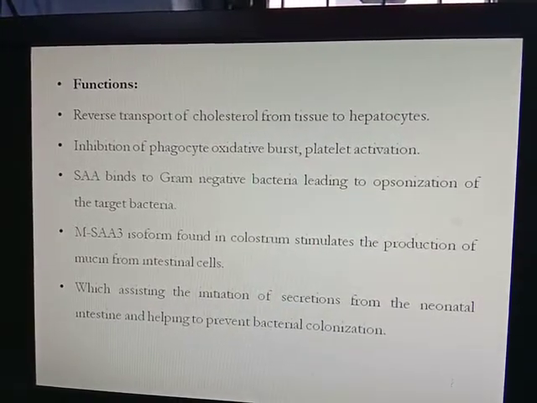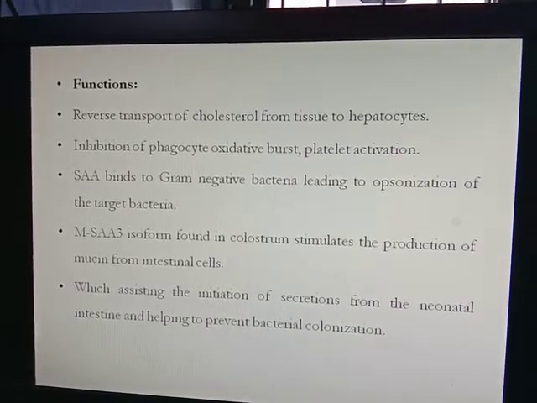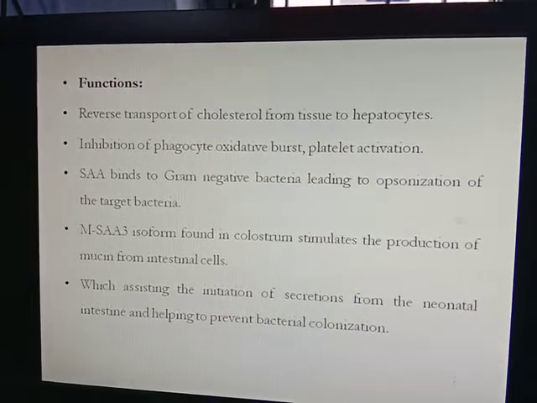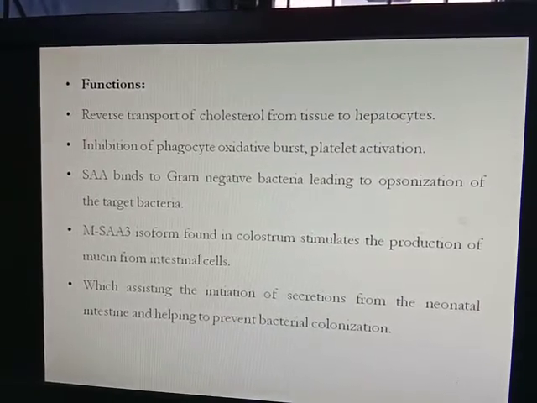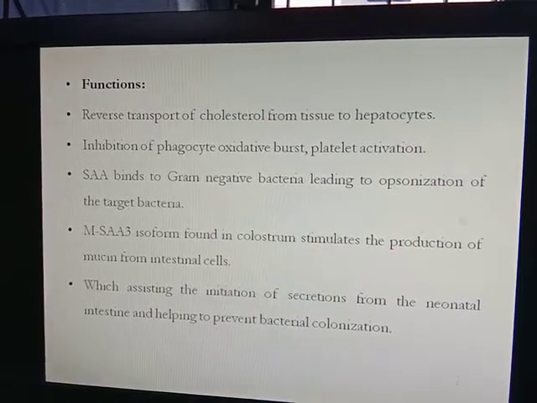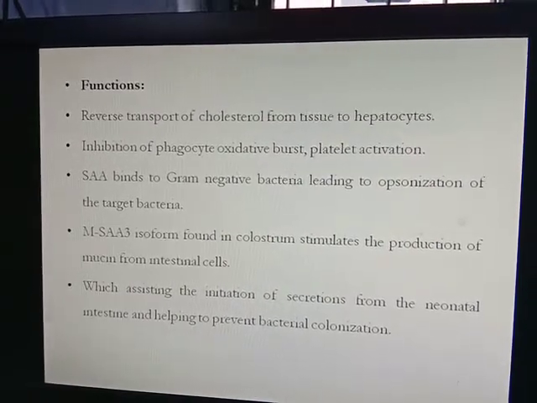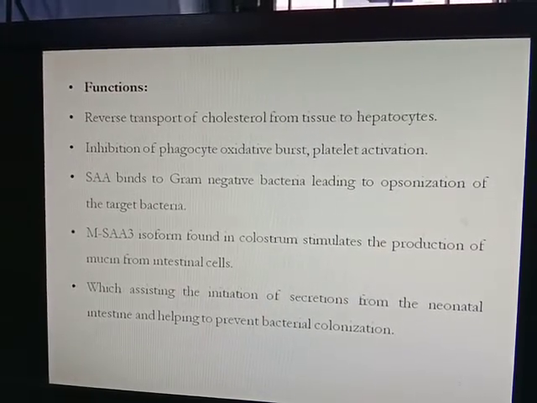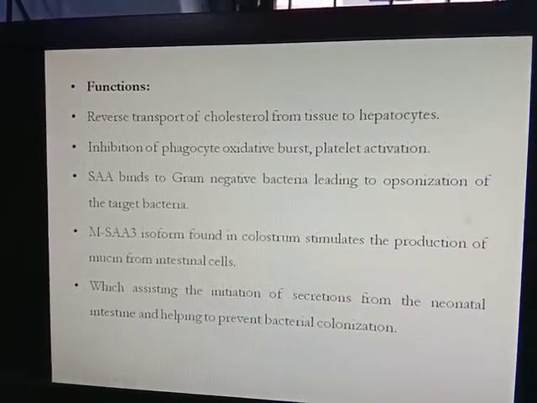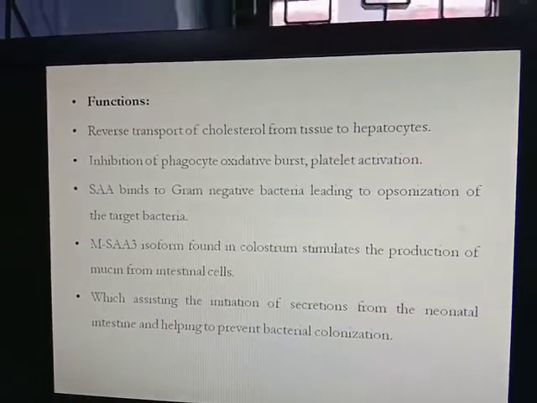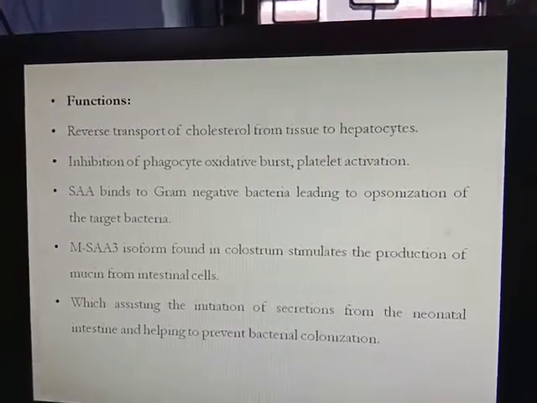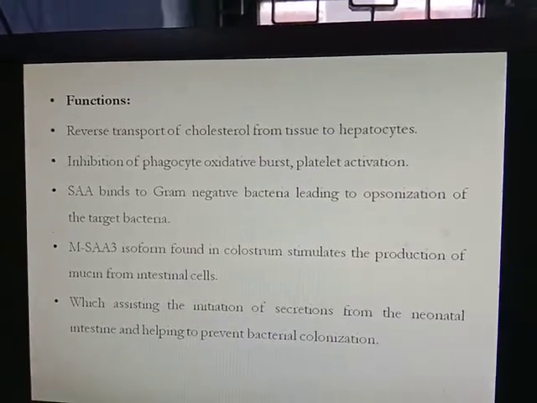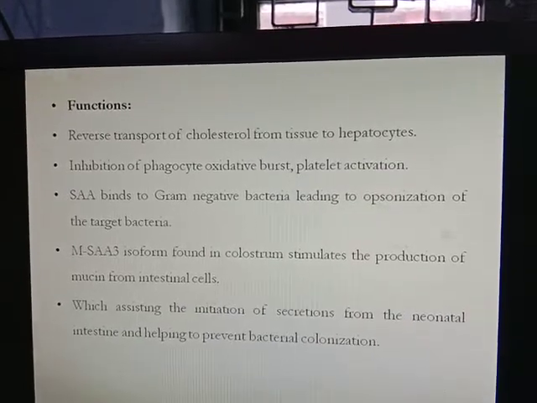Then the mammary serum amyloid A3 protein isoform is found in colostrum, which stimulates the production of mucin from the intestinal cell, which assists in the initiation of secretion from the neonatal intestine and helps to prevent bacterial colonization. So serum amyloid A3 protein is responsible for the initiation of secretion from the intestine, so that it prevents the colonization of bacteria in the intestine.